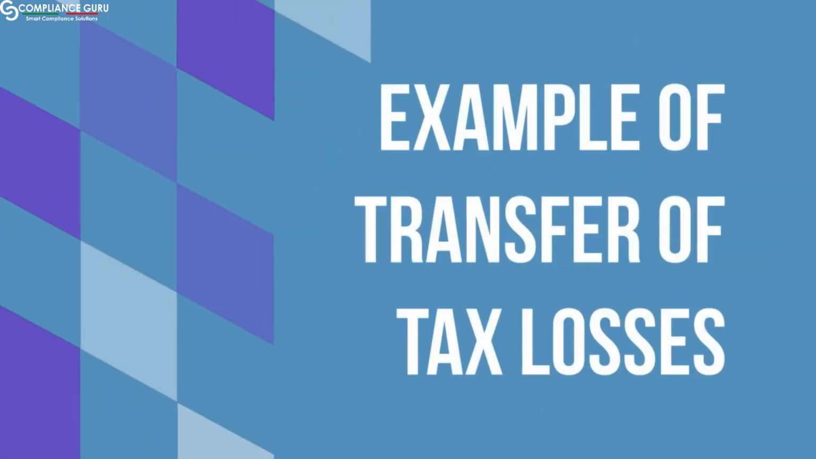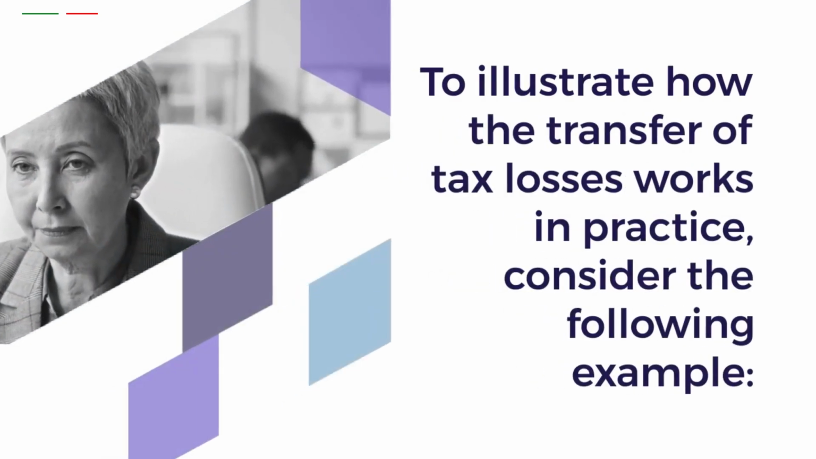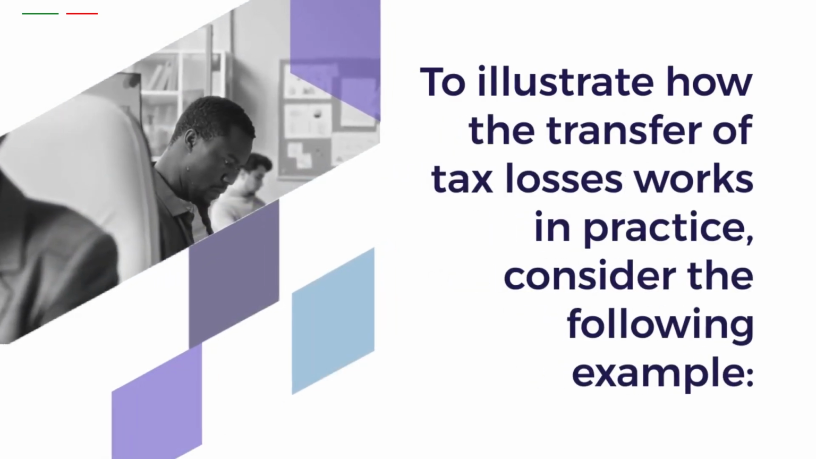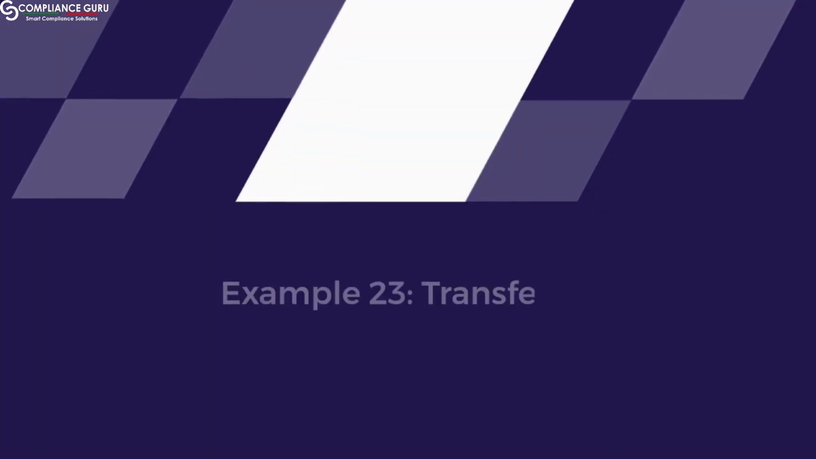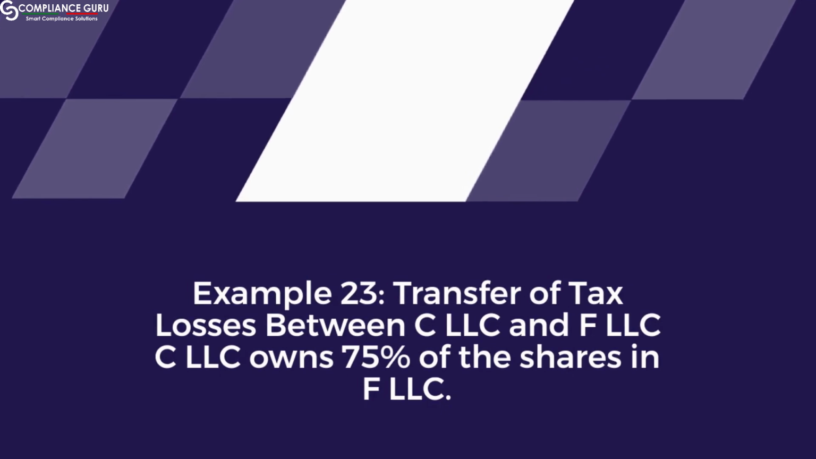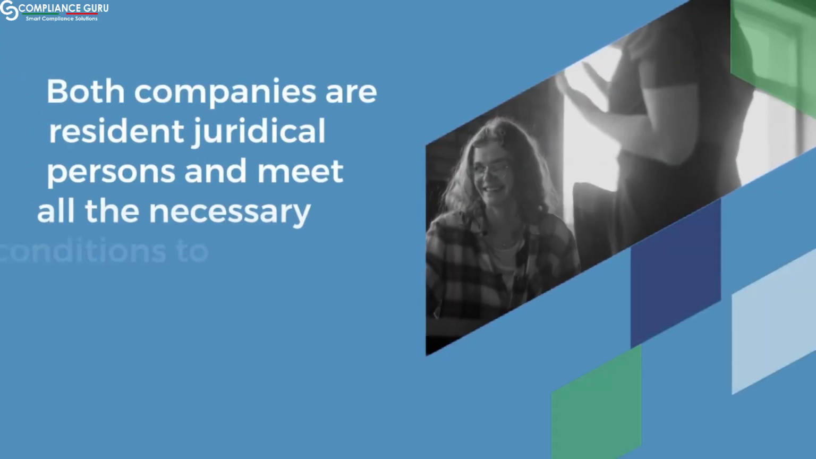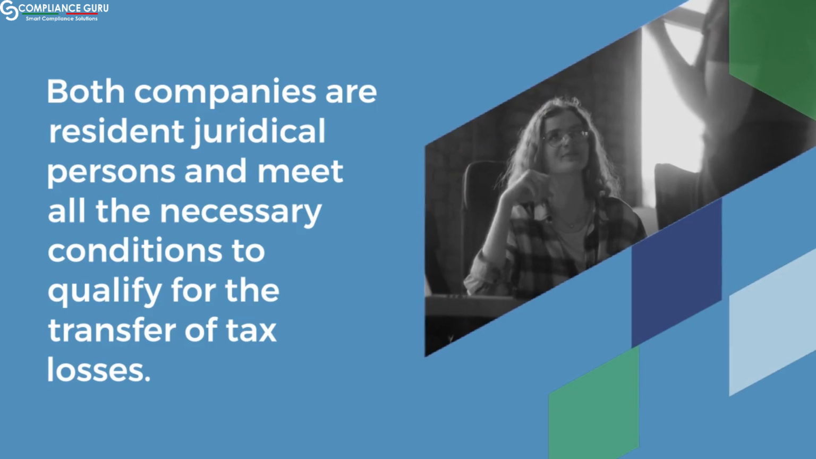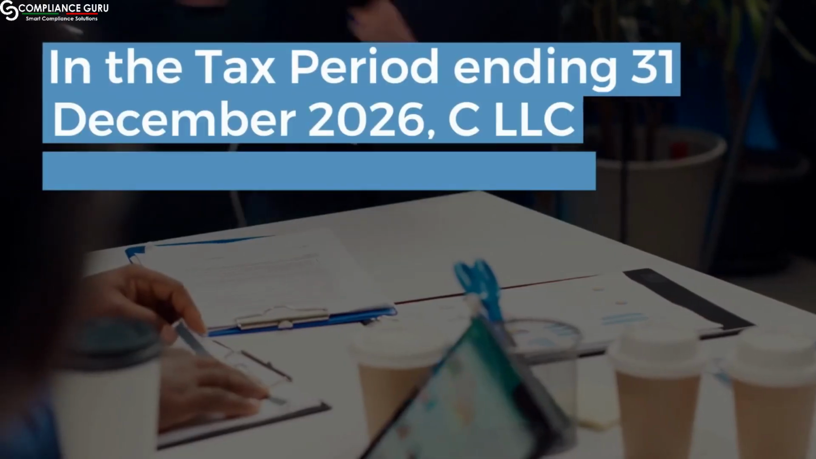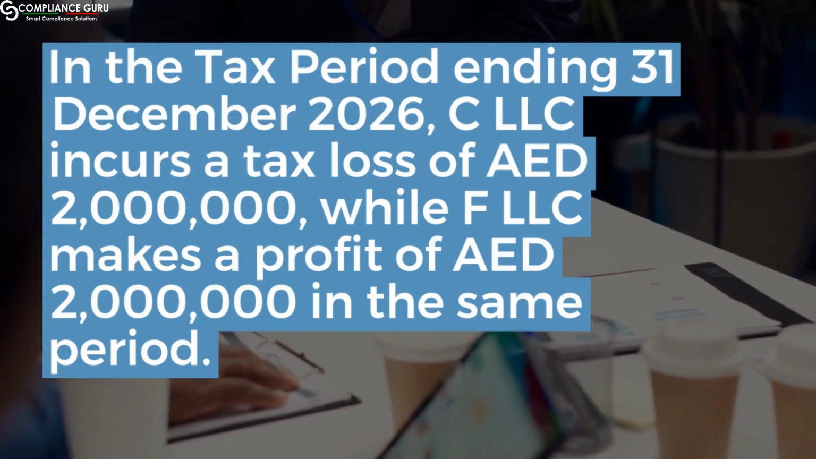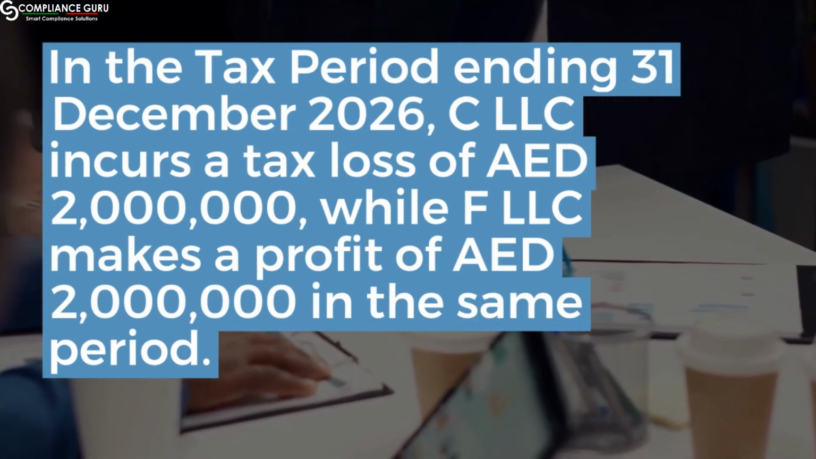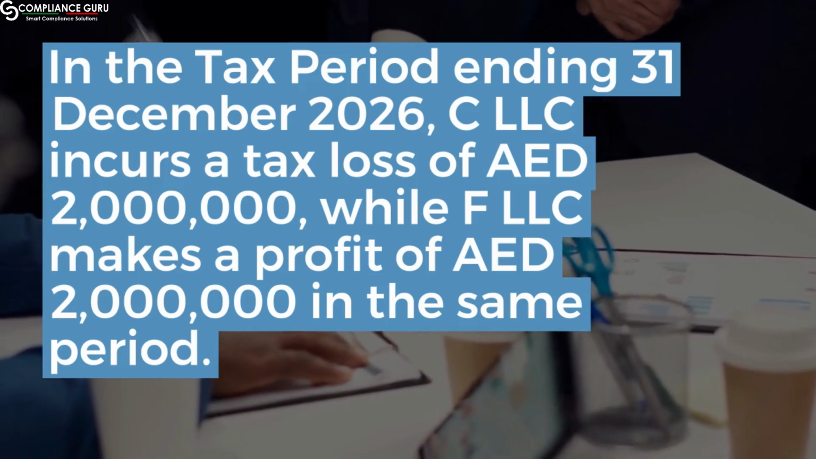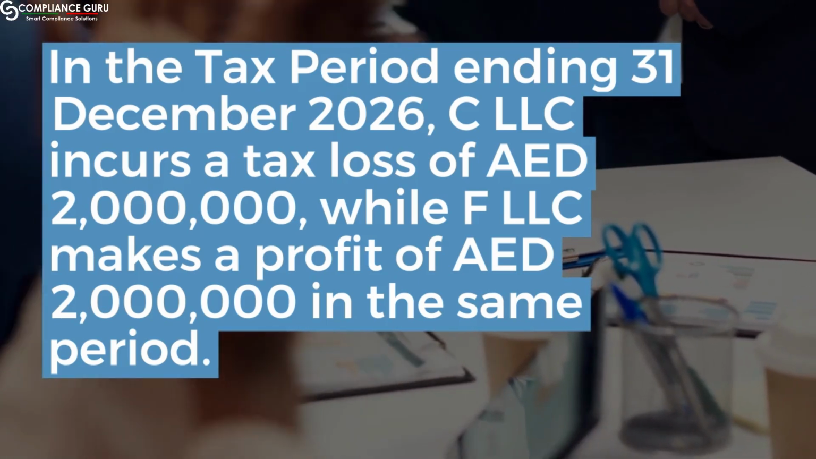Example of transfer of tax losses. To illustrate how the transfer of tax losses works in practice, consider the following example. Example 23, Transfer of tax losses between C LLC and F LLC. C LLC owns 75% of the shares in F LLC. Both companies are resident juridical persons and meet all the necessary conditions to qualify for the transfer of tax losses. In the tax period ending 31st December 2026, C LLC incurs a tax loss of AED 2 million, while F LLC makes a profit of AED 2 million in the same period.